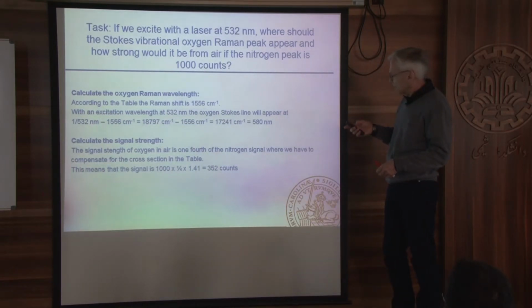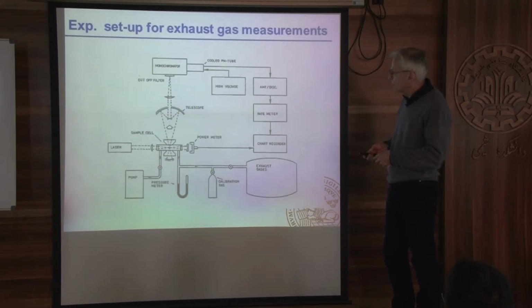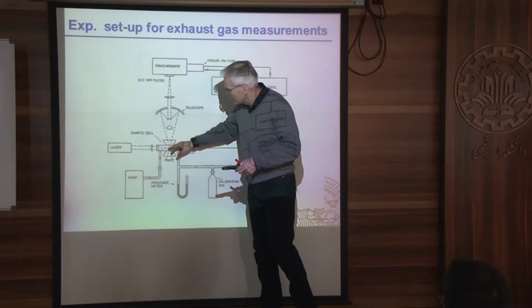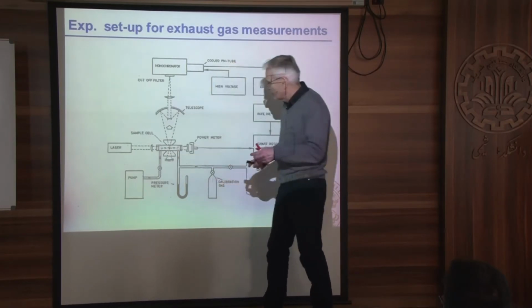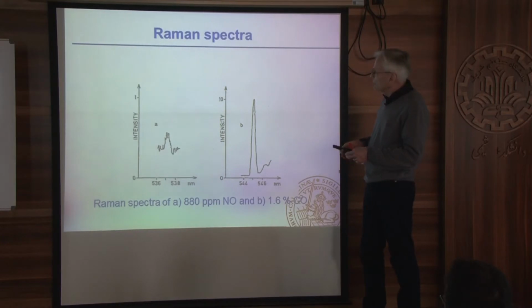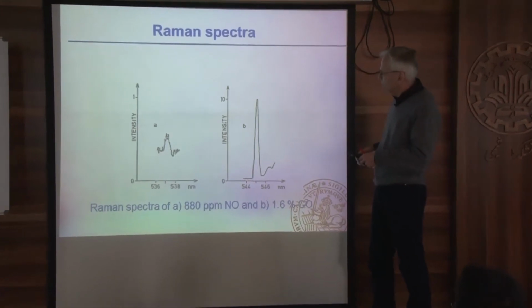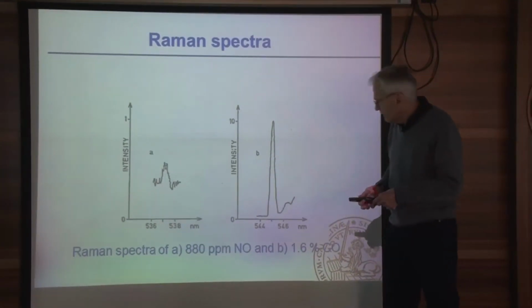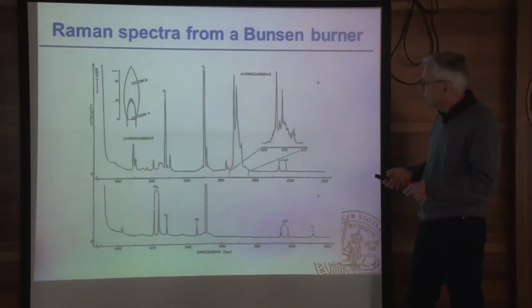I will just go into the experiments. Here are some old experiments we made some years ago, where we put into a cell. We wanted to measure in a cell from various species, and we tried to investigate the detection limit, and we came up with on the order of 800 ppm.